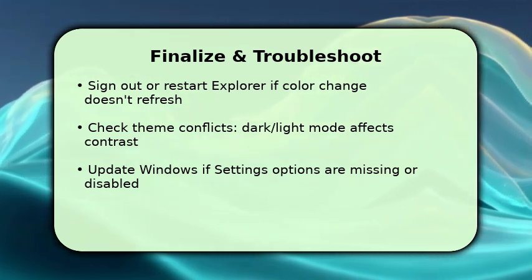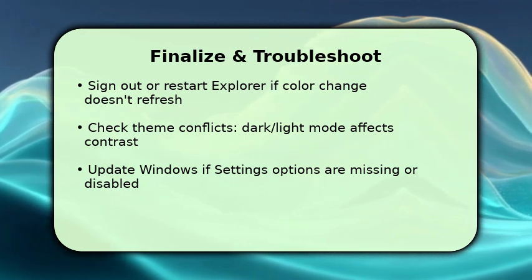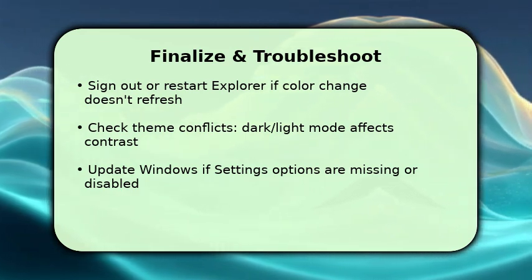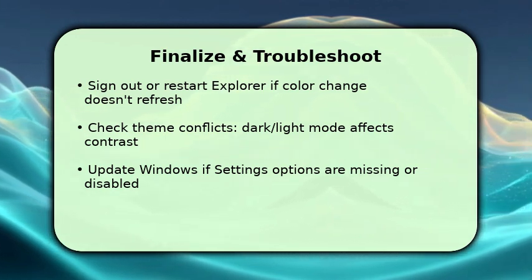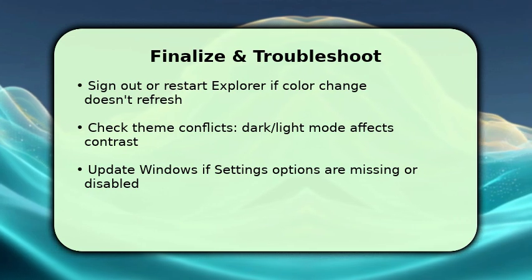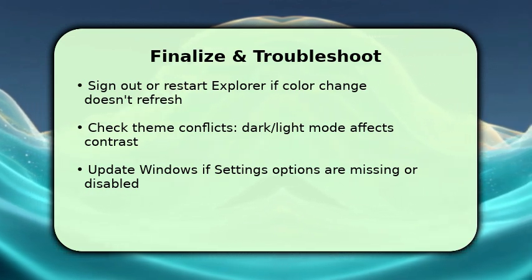If toggles are missing, make sure Windows is updated and no enterprise policies lock colors. One key troubleshooting tip: if colors still fail, restart the machine. That clears cached UI state and typically resolves persistent display mismatches.